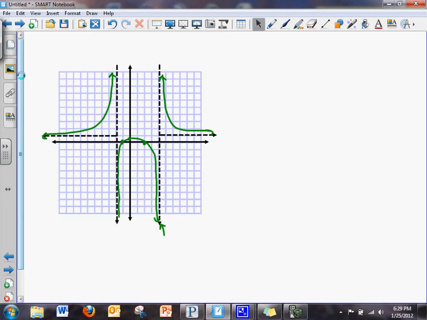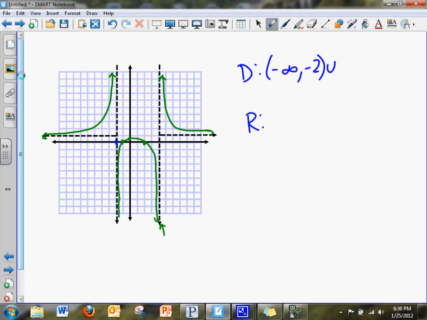Let's talk about the domain and the range here. The domain is on the x-axis. Where is it defined? It's defined all the way on the left, and it comes up here. It's not defined at that first asymptote. So the domain starts at negative infinity and goes up to negative 2, union. It's defined in between negative 2 and 4, and also defined all the way to the right of 4. All right, that's the domain. It's on the x-axis, everywhere except the asymptotes.